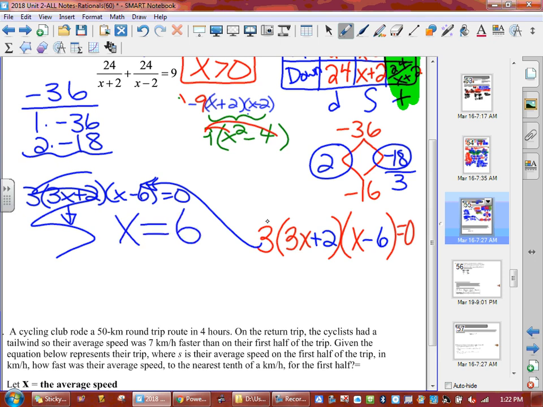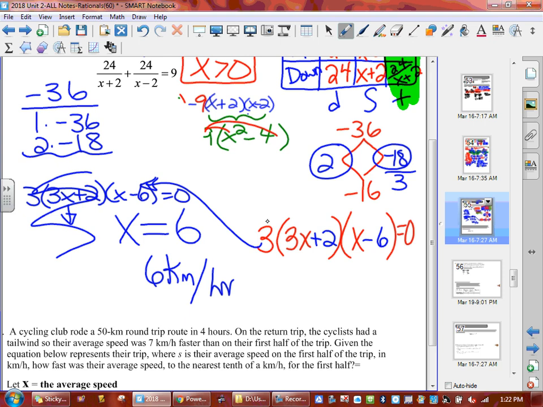Was that part of my non-permissible? Nope, so that's a possible solution. So now we know that Jerome Road is about 6 kilometers an hour. Okay, so that's what it gave us, 6 kilometers an hour. And with the current, you add 2 or you subtract 2, depending on whether you're going upstream or downstream. Okay, so that's what that one's talking about.